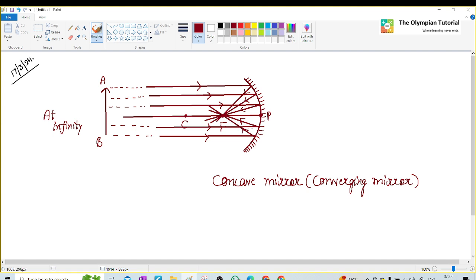This is a concave mirror, a converging mirror. The word converge means to contract. If we see all the rays coming towards the concave mirror, they converge towards the focus. This is the focal point. This is F, the focal point.